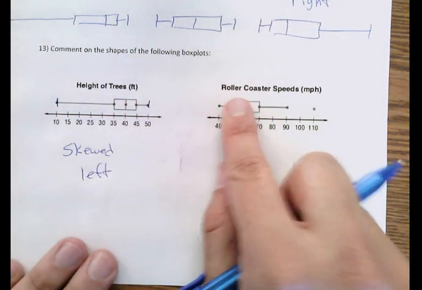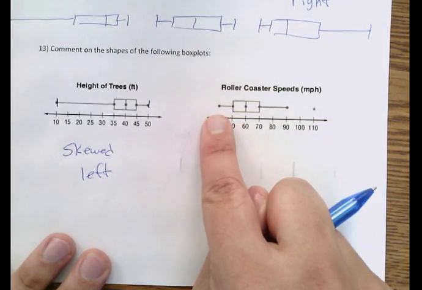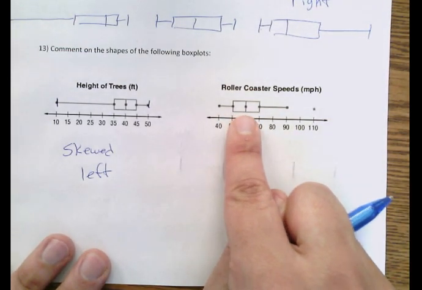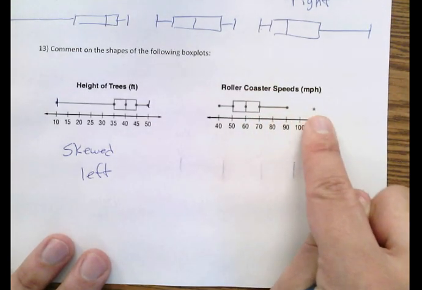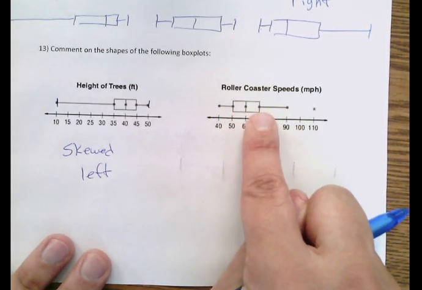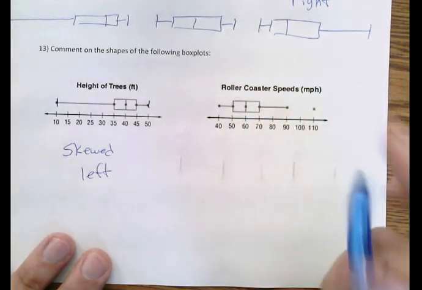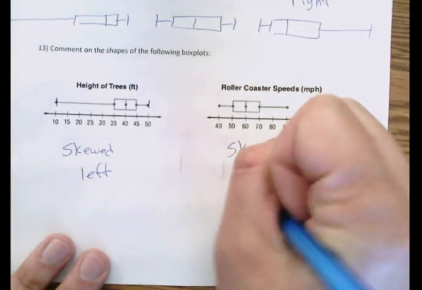Our next one, we have roller coaster speeds in miles per hour. Again, a number line. There's the minimum, Q1, median, Q3, and the maximum. And then there's this point over here. We'll come back to that. But if you look at this, we have pretty short pieces here, but it stretches out here on the right side. This is skewed right.